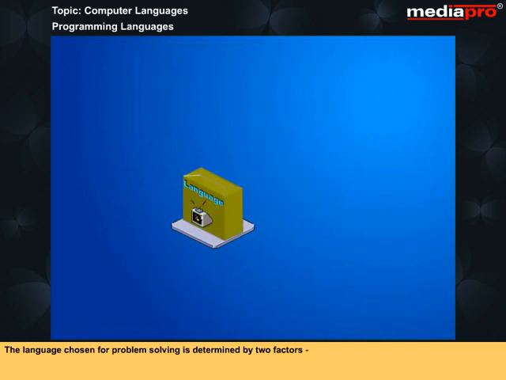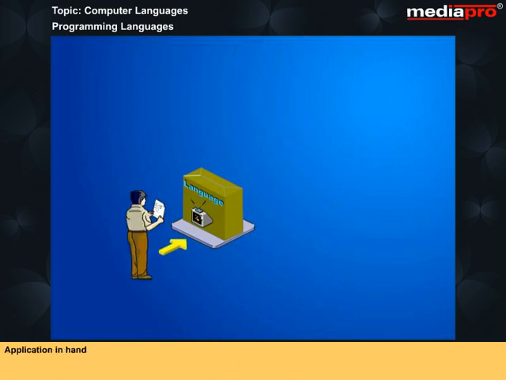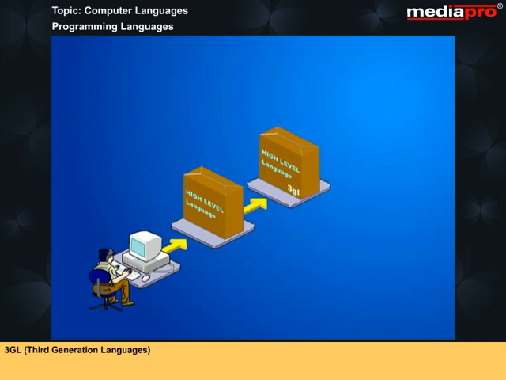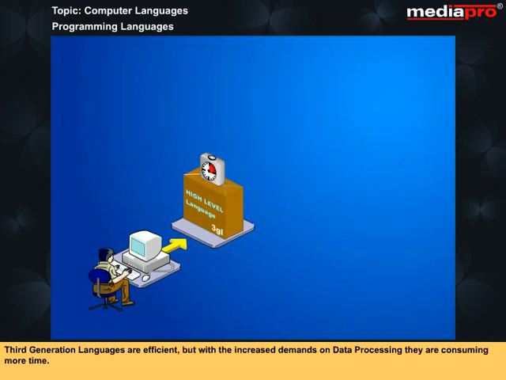The language chosen for problem solving is determined by two factors: application in hand and computer hardware. High-level languages make things easy for a programmer. High-level languages could be 3GL, that is third-generation languages, or 4GL, fourth-generation languages. Third-generation languages are efficient, but with the increased demands on data processing, they are consuming more time.